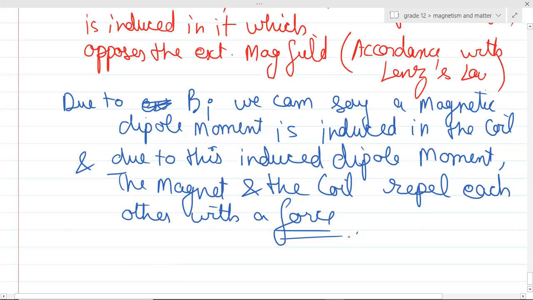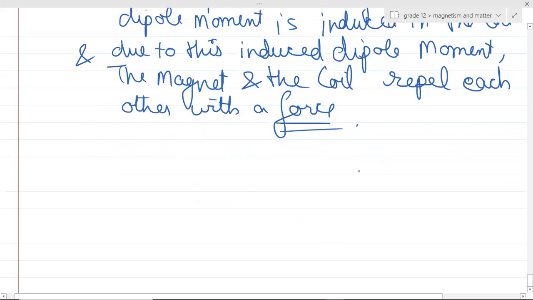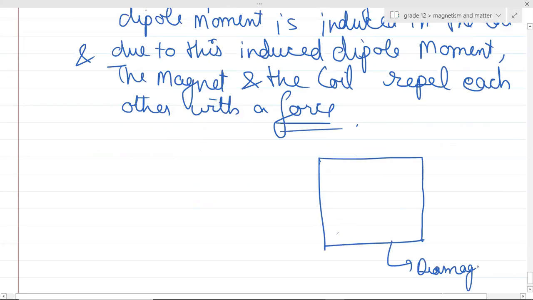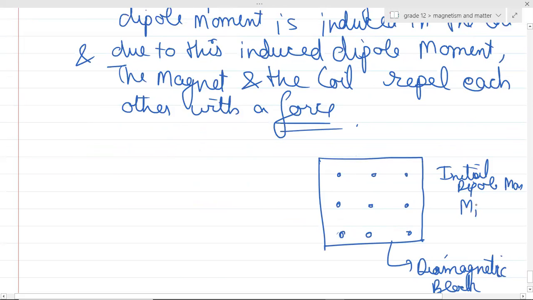So basically what will happen, suppose the same concept, if I have a diamagnetic block. This is a diamagnetic block. Initially, what is the initial dipole moment of this diamagnetic block? Initial dipole moment Mi is 0. Yes or no? Yeah.